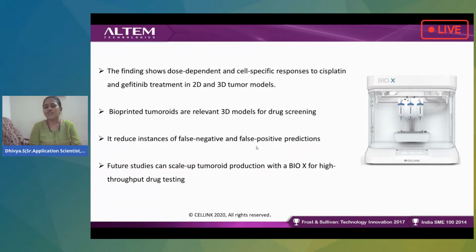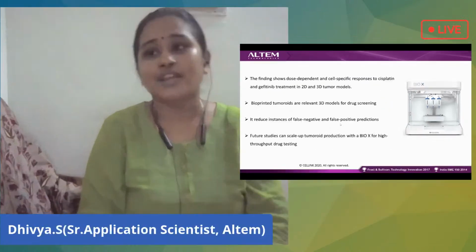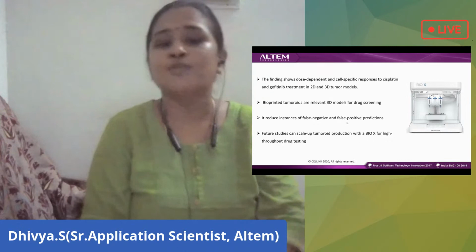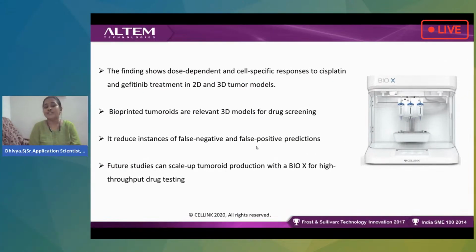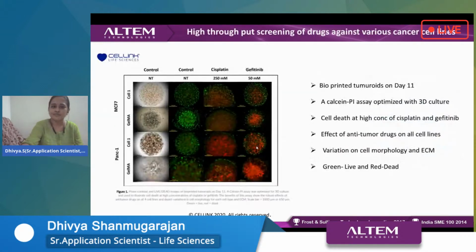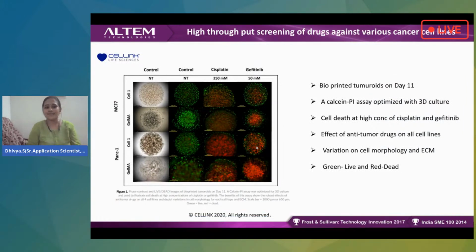And when you want to screen with a large number of drugs, you can go for bioprinting tumoroids, where we have 3D models of drug screening. Instantly, one can understand about false negative and false positive predictions, and scale up tumor production with the BioX for high throughput drug testing methodologies. And this is one example.